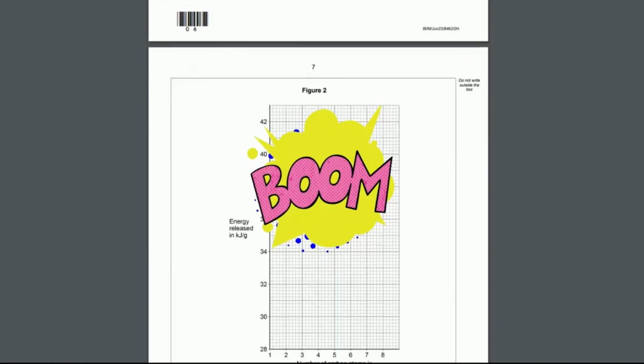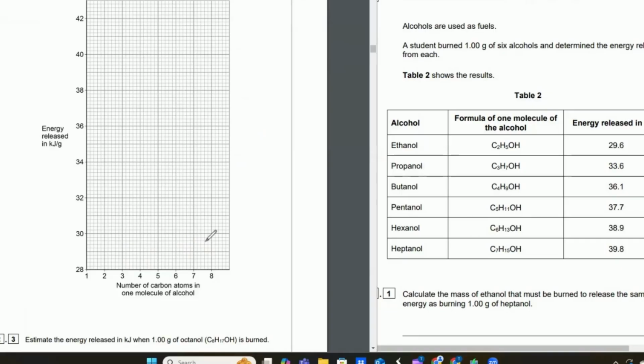Okay, this next question is a graph question. And you're basically going to get a bunch of marks for just plotting the results. You don't even have to do a line of best fit for this one. So we've got the number of carbon atoms in the molecule, and you can see ethanol has 2. So it gives out 29.6. So we've got to find where's 29.6.